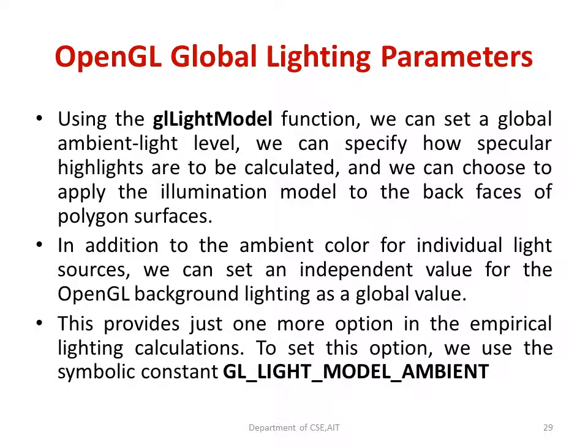Suppose I want to set up a uniform global light. In that case, I can make use of glLightModel with GL_LIGHT_MODEL_AMBIENT, a symbolic constant, so that we'll be having one uniform light globally. It is not that we cannot have the smaller lights. The smaller lights will also be there. Along with those smaller lights, one uniform global light will be present, and that can be done by making use of glLightModel along with GL_LIGHT_MODEL_AMBIENT.